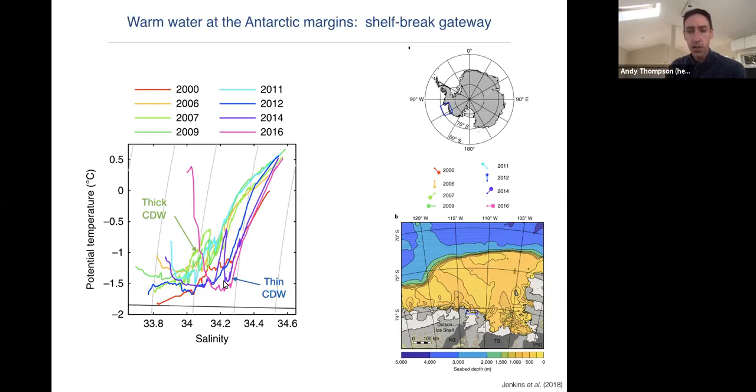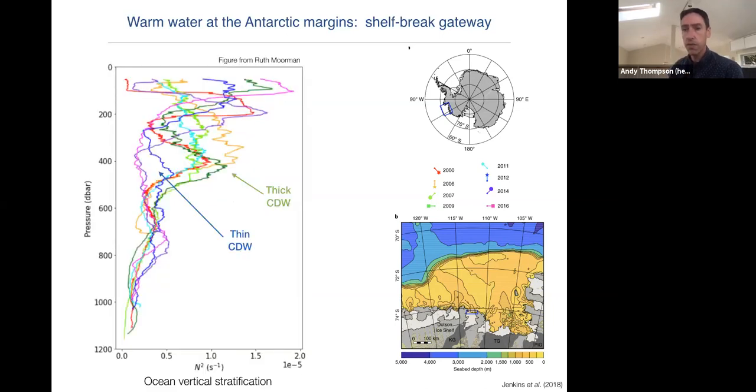And then the last figure I want to show is not one that's in Adrian's paper, but one that a student of mine, Ruth Morman, went away and looked at, which is to look at the ocean's vertical stratification. So for oceanographers, what we call N squared is a measure of how the density is changing with depth. And we also see that in the upper part of the water column, there's a very strong modulation of the ocean's density structure that is related to these thick and thin years.